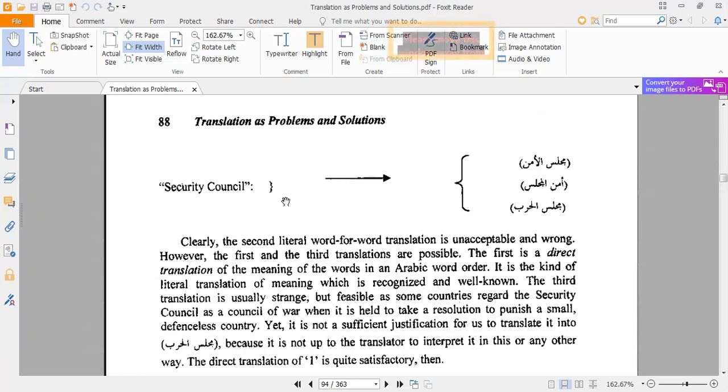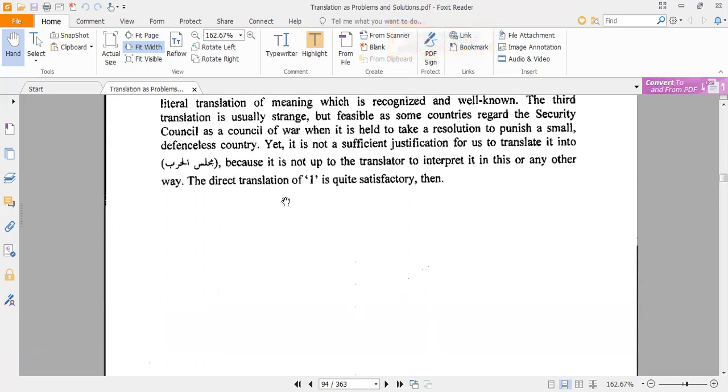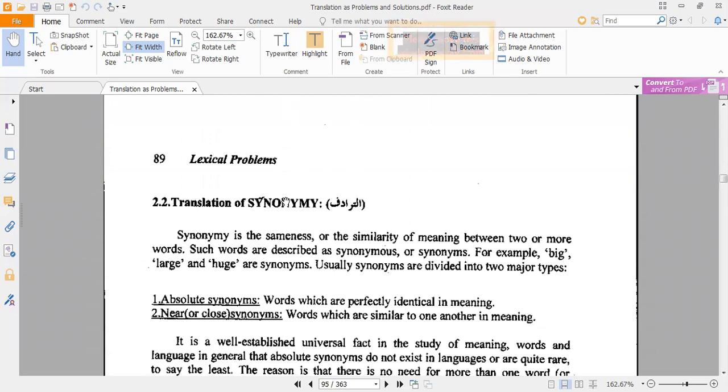Okay, look at this sentence. Security Council can be rendered literally as مجلس الأمن أو أمن المجلس أو مجلس الحرب. مجلس الأمن، هذه هي الترجمة المعتمدة والمتعارف عليها. مجلس الحرب, this expression is used only for ideological purposes, while أمن المجلس gives us a completely wrong translation.